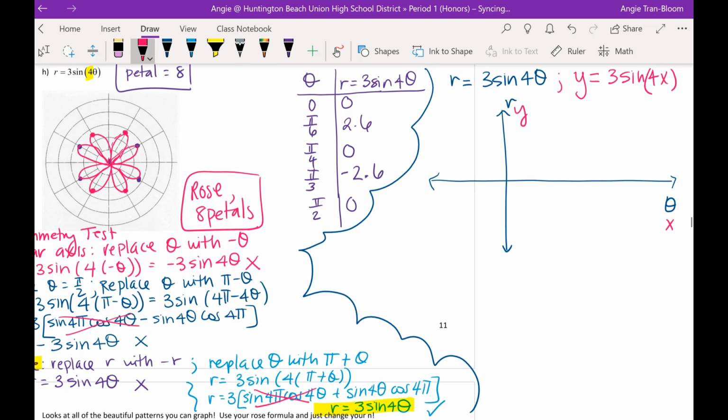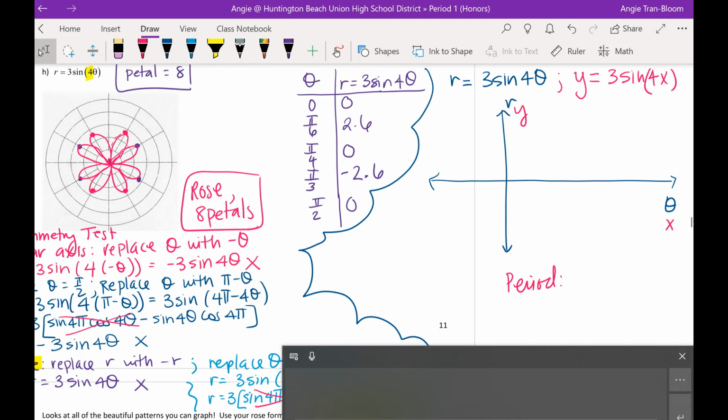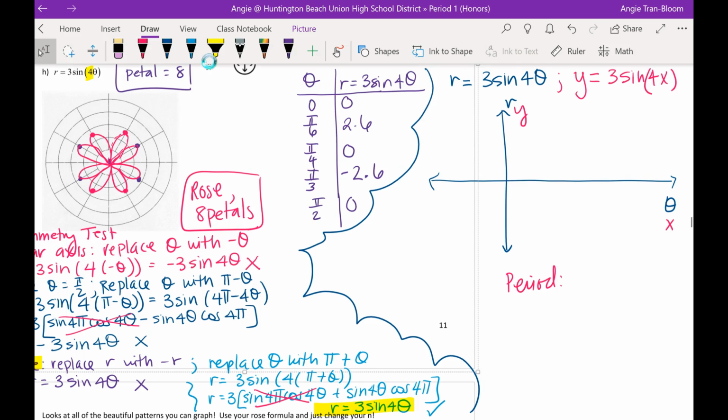So let's look at the period really quickly. What's the period here? Yeah, pi over 2, because 2 pi divided by 4 is pi over 2. Okay, so I have too much popping up. Pi over 2.